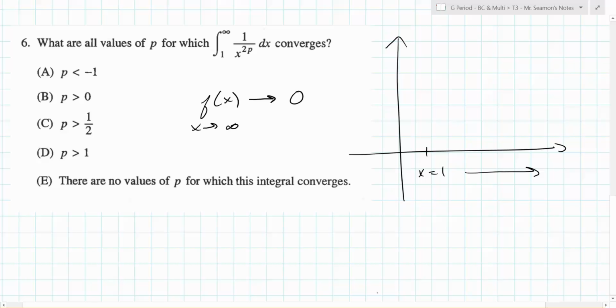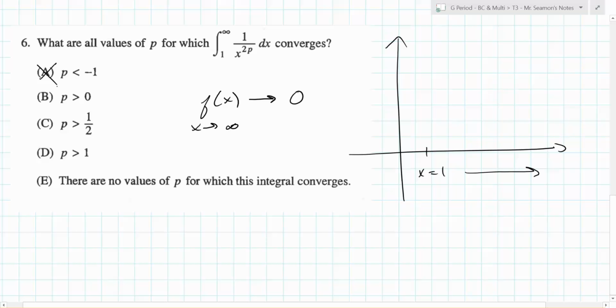Which ones can we eliminate? If a is equal to negative 1 right here, we have x, let's say, negative 2. If x is negative 2, we have 1 over x to the negative 4th, which is what? What is 1 over x to the negative 4th equal to? That's x to the 4th. So is that going to converge? No, it's not. So what can we eliminate immediately? We can eliminate a. We've got those, right? Okay.